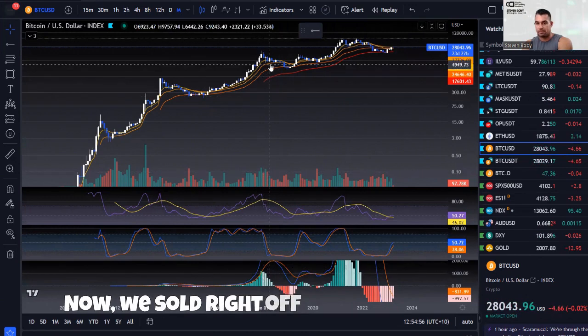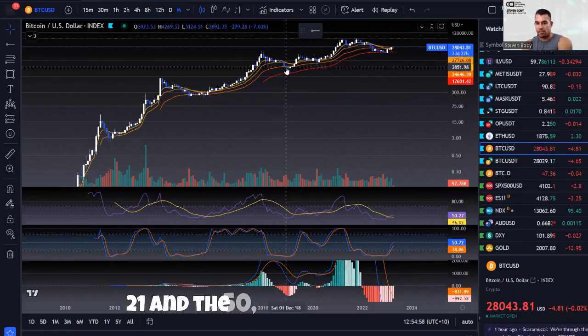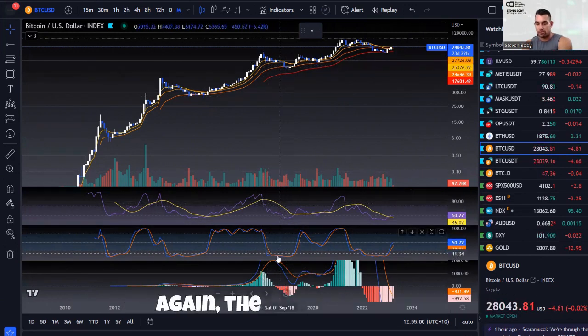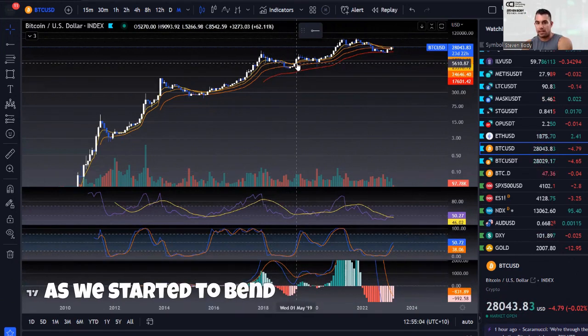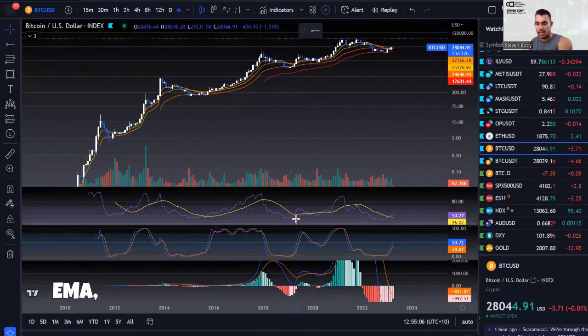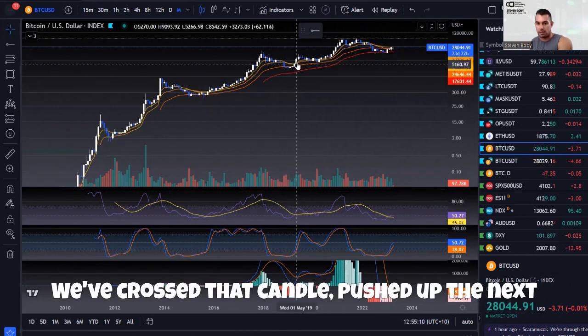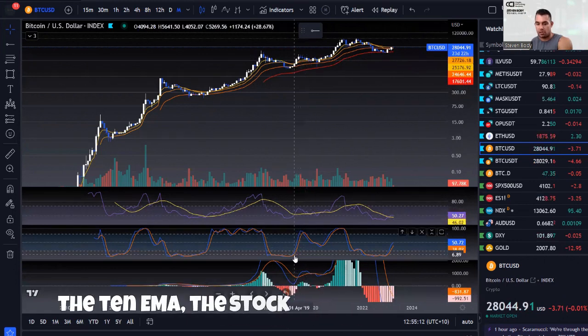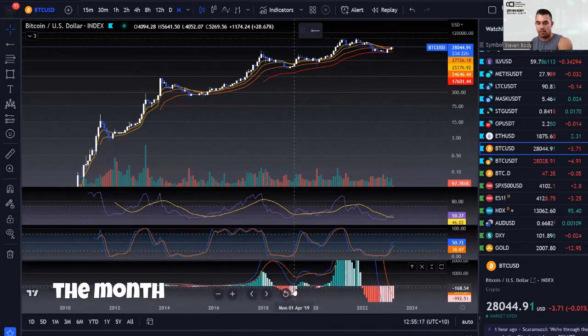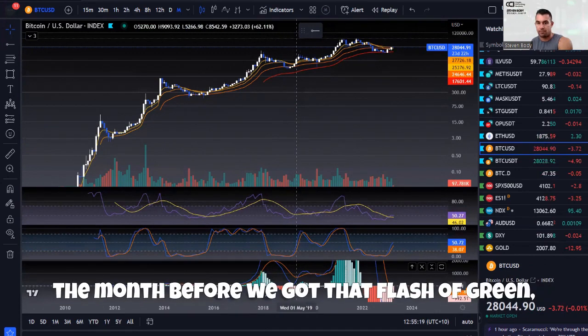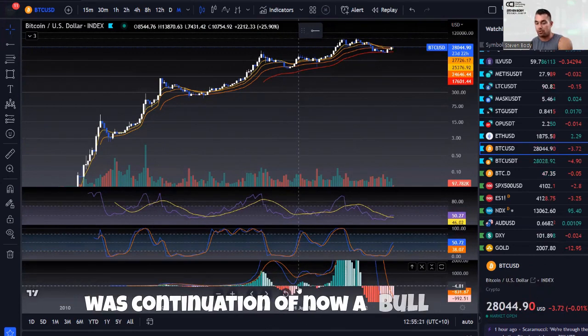Now, we sold right off through the 10, the 21, and the 50, used it as support. Again, the stock RSI is flat, MACD sell pattern the whole time. As we started to bend out, before we got above the 10 EMA, you can see the cross here of the moving average. We've crossed that. The candle pushed up the next month across the 10 EMA. The stock RSI started to come up, and the MACD started to bend one or two candles over the month before we got that flash of green, which was continuation of now a bull market.